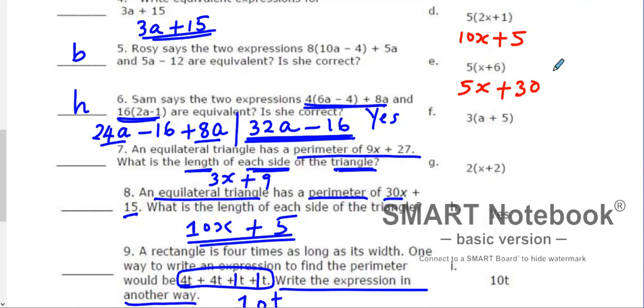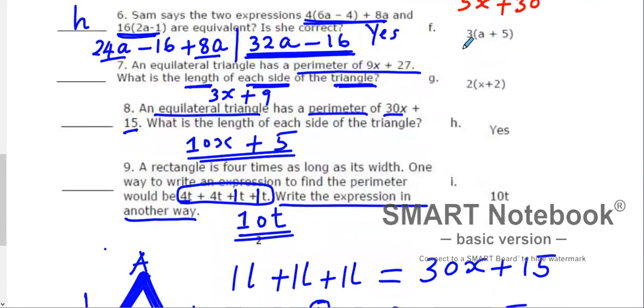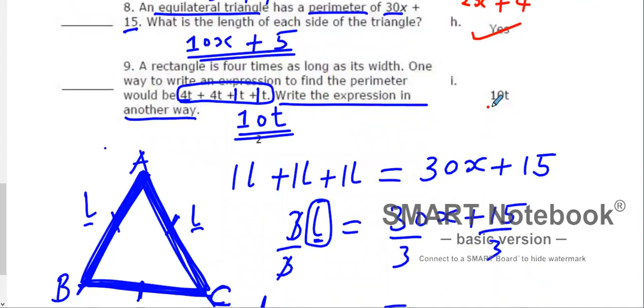So that stops there. Then you have to carry on with 3 times a, 3a, 3 times 5 is 15. Keep going. This is 2 times x is 2x, 2 times 2 is 4. This answer was done. 10t remains 10t because there's no way we can simplify 10t. 10t remains as 10t.